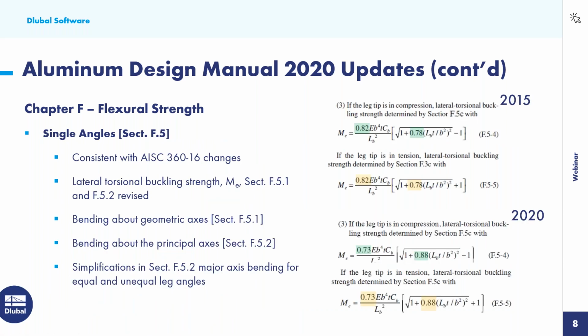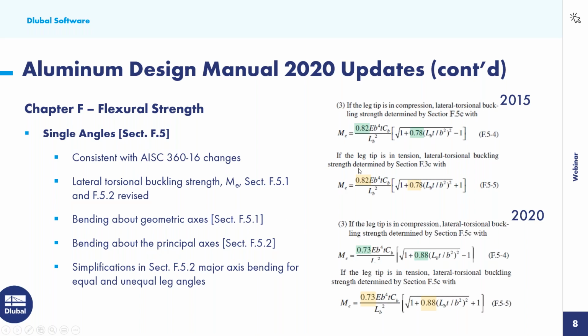And finally, within Chapter F, flexural strength, we have single angles from section F5. So all of the updates within the ADM 2020 are consistent with the updates from the AISC 360 2016 manual. So I don't have a complete screenshot here of the list of all of the changes that were made. So you'll definitely want to refer to the code, but just to name a few, for example, we're seeing a lot of changes here with the lateral torsional buckling strength M sub E from both section F5.1 as well as section F5.2. F5.1 is going to be bending about the geometric axes, and F5.2 is going to be bending about the principal axes.